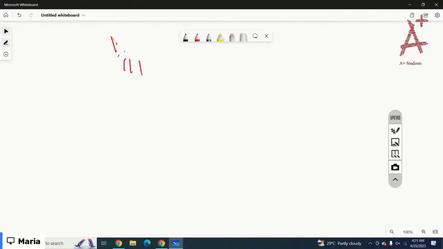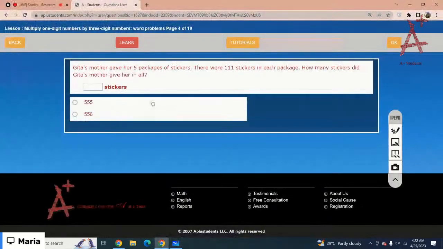You have to do 111 times 5. Yes, very good. That would be 555. So the correct option is 555. Very good. Just select the correct option. Click on the OK button.